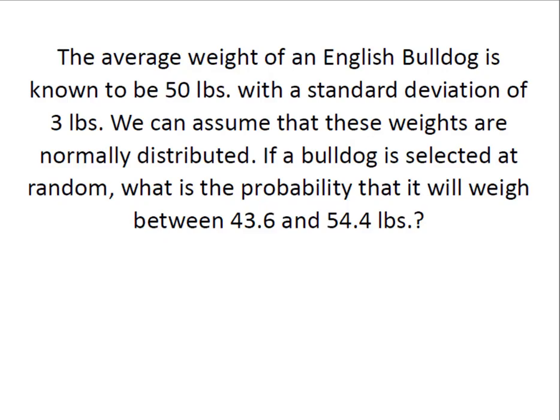The average weight of an English bulldog is known to be 50 pounds, with a standard deviation of 3 pounds. We can assume that the weights are normally distributed. If a bulldog is selected at random, what is the probability that it will weigh between 43.6 and 54.4 pounds?